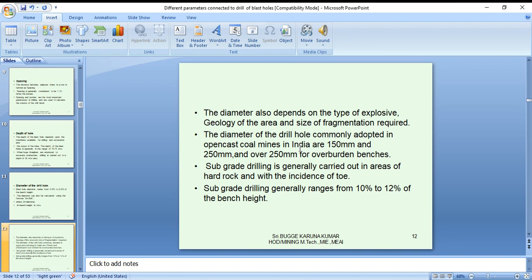overburden benches. Subgrade drilling is also generally carried out in areas of hard rock and within the incidences of toe. The subgrade drill is generally ranging from 10% to 12% of the bench height. If bench height is 10 meters, you go to 11 meters. If 20 meters, you go to 12 meters, another 2 meters.